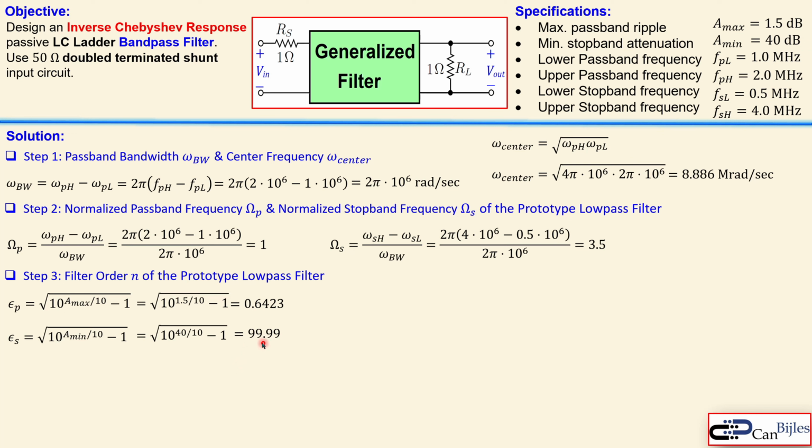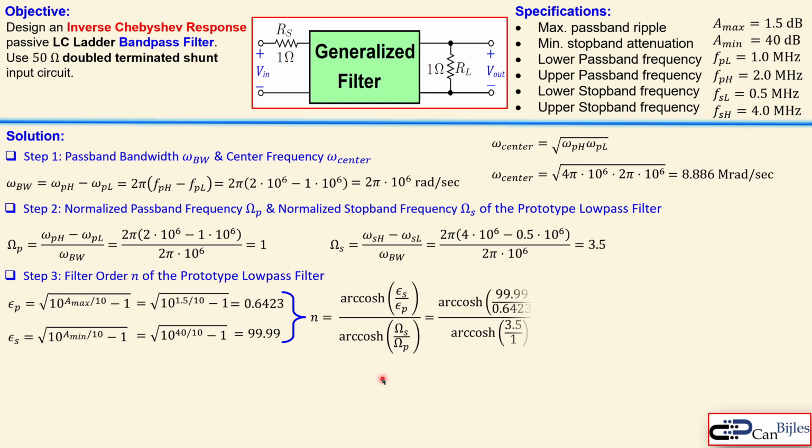You get now 99.99, almost 100. Now we can take these two parameters, epsilon P and epsilon S, and also our omega P and omega S, the capital letters, in this formula with this arc cosine hyperbolicus. And then you just substitute the values here as shown here, and you get now 2.9826. Now we know we need to have an integer order, so we need to have at least third order here, so we take N is 3.